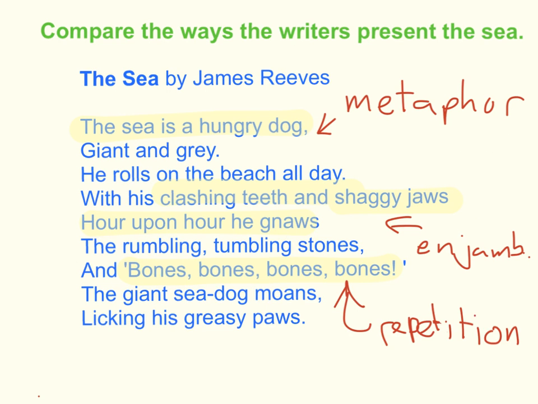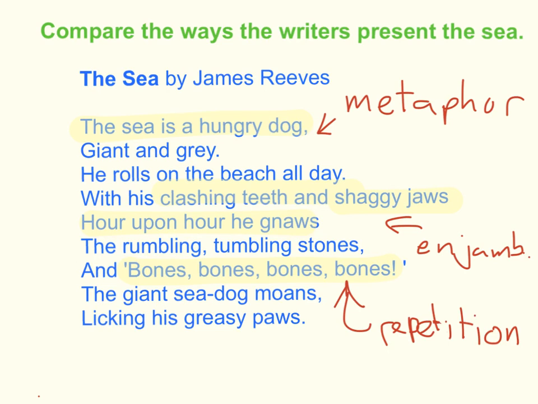I've done a similar thing with James Reeves' poem here. I've spotted a metaphor in line 1. The sea is a hungry dog. Well, we know the sea is not a dog, it doesn't have a wet nose, it doesn't go around sniffing other seas' bottoms. Clearly, metaphor is being used to create effect here. We've also got some enjambment, with one line running onto the other, unimpeded or slowed down by punctuation marks. Clashing teeth and shaggy jaws, harp on airy nose. And finally, we've got this repetition of bones, bones, bones, bones. Again, when I'm analysing these, I need to be linking them to the sea, the focal point of the task.